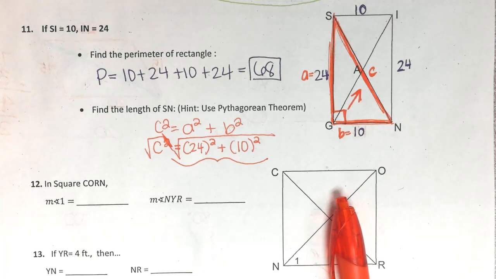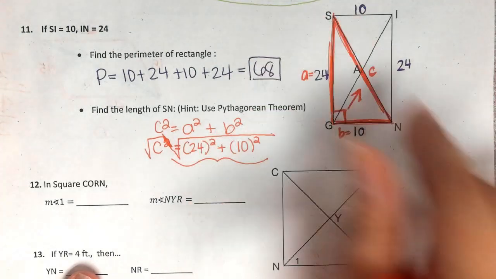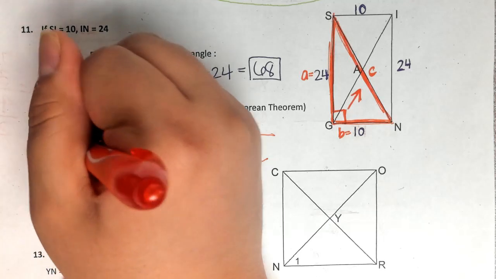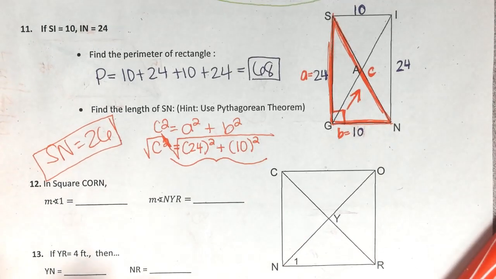And what do we get? 26 is my answer. So SN equals 26, by doing the Pythagorean theorem. It's not going away. It's going to come up in almost every unit for the rest of the year.